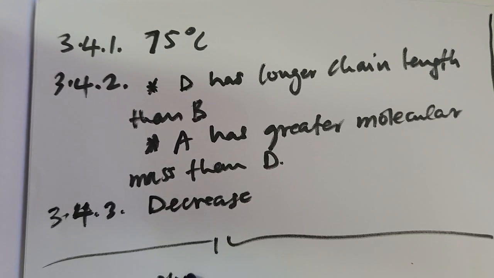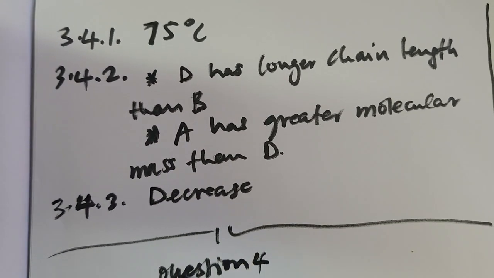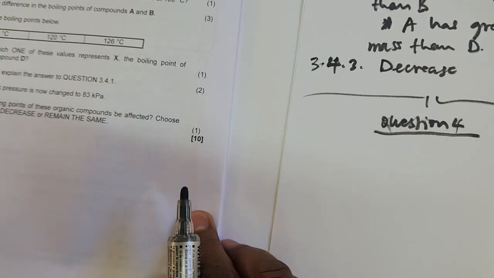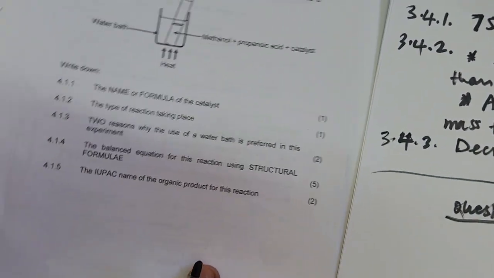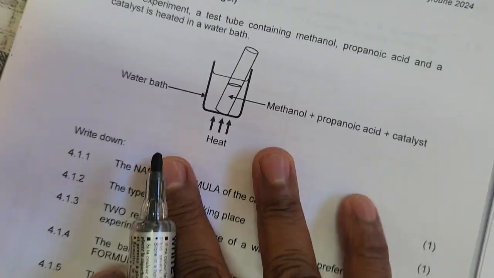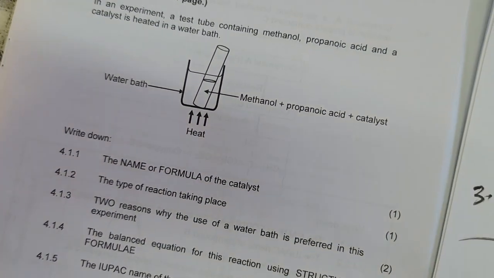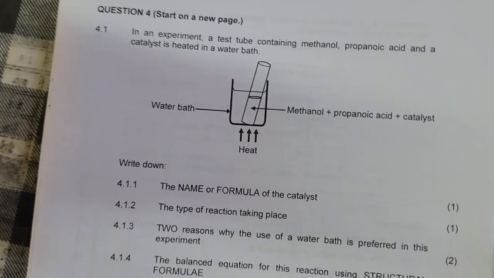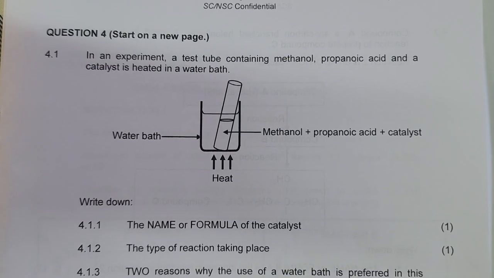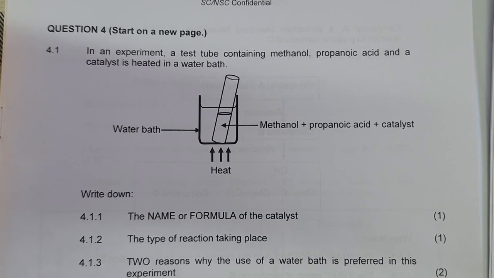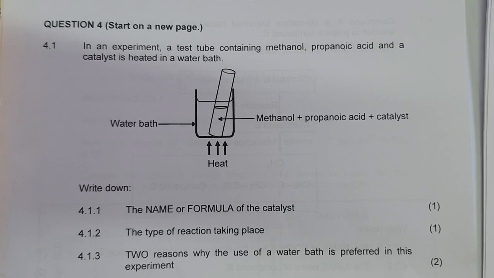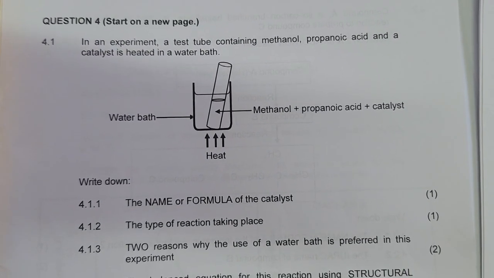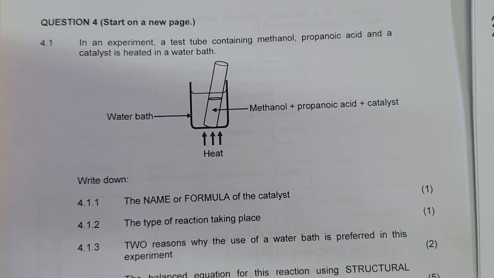Now let's go to question number 4. Question 4 is about the chemical properties. Reactions now. Coming to reactions. Yes. Let's go. We are given this type of question, which is very good. They are telling us, in an experiment, a test tube containing methanol, propanoic acid, and catalyst is heated in a water bath. Obviously, we are in the process of esterification here.